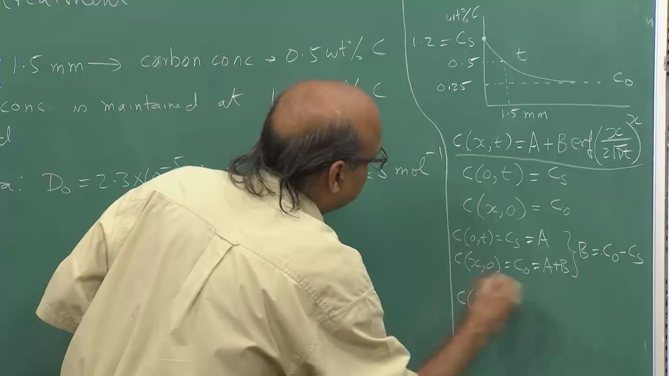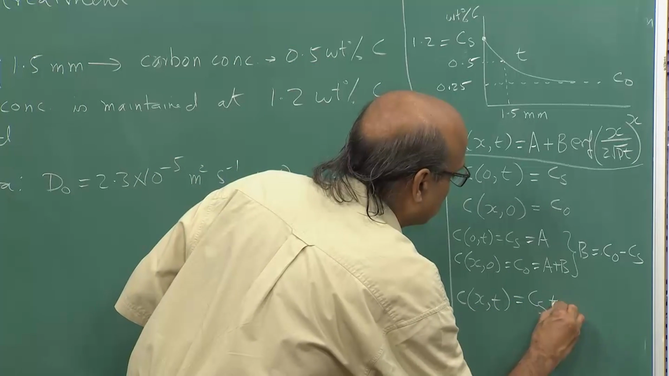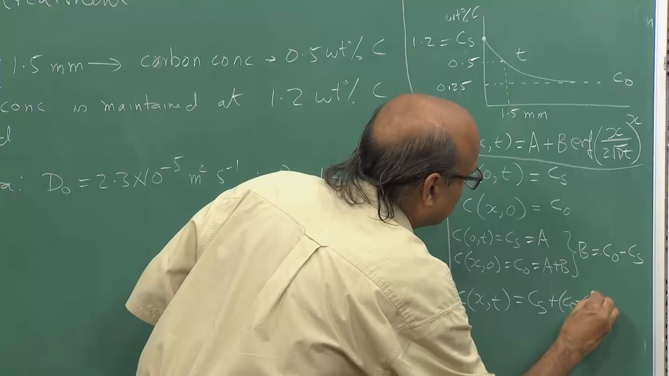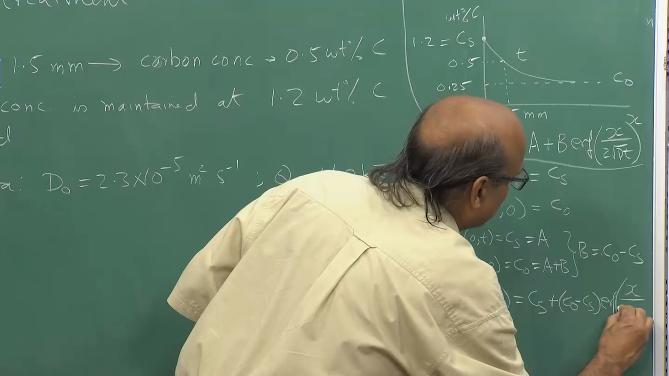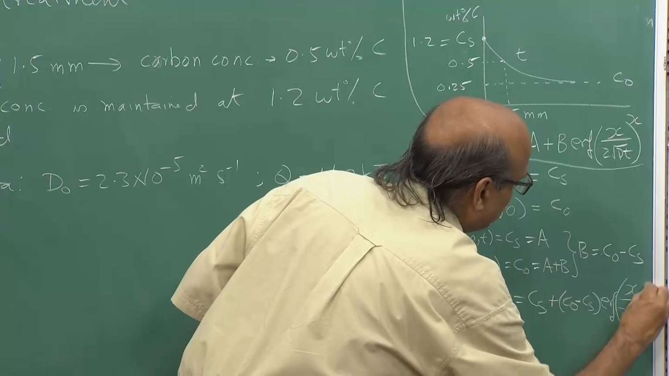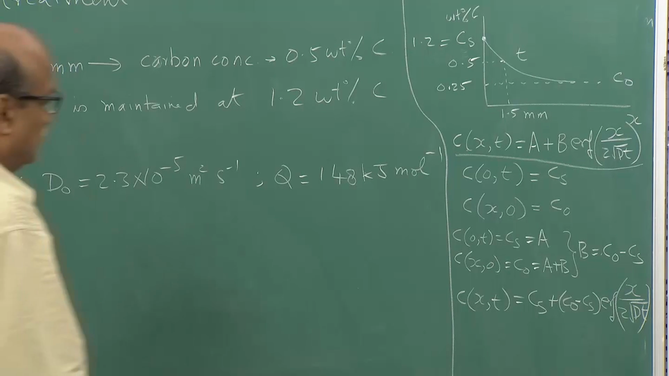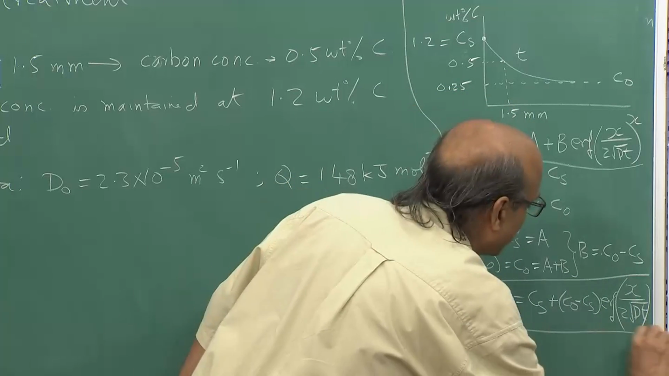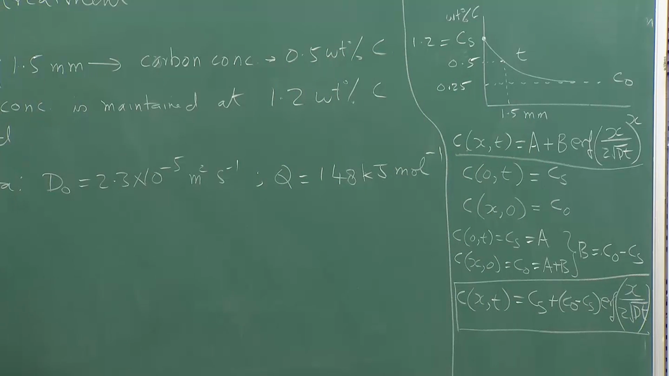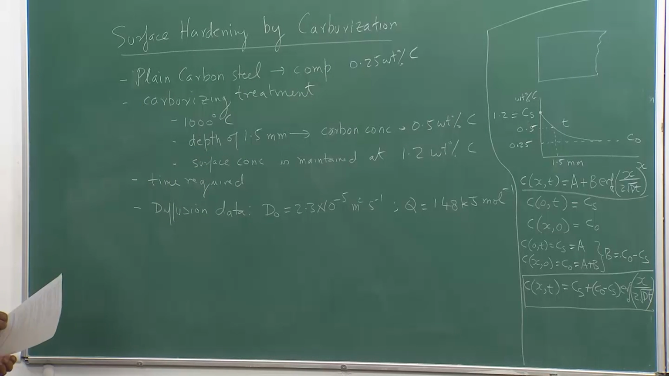Substituting A and B into this expression, I will get C(x,t) equal to Cs plus (C0 minus Cs) times error function of x divided by 2 root Dt. So, this should enable me to solve the concentration profile for any x and for any t, and let us see how we can do this for the specific problem at hand.